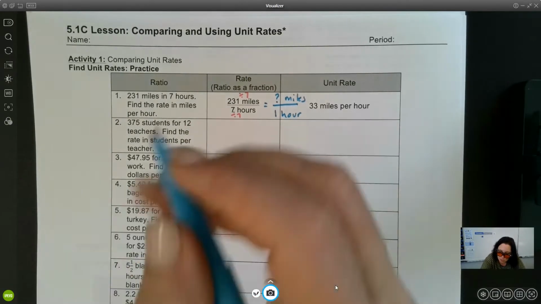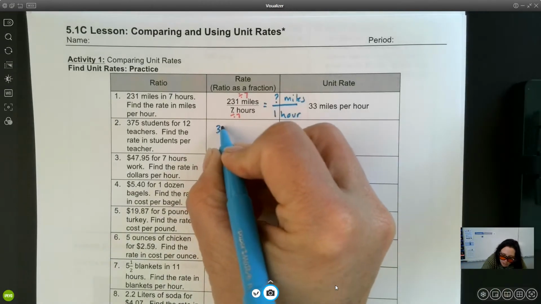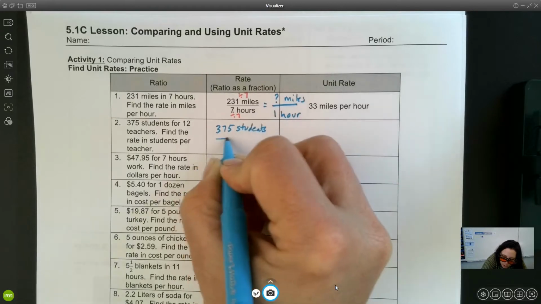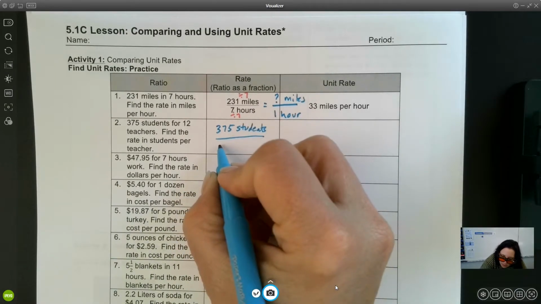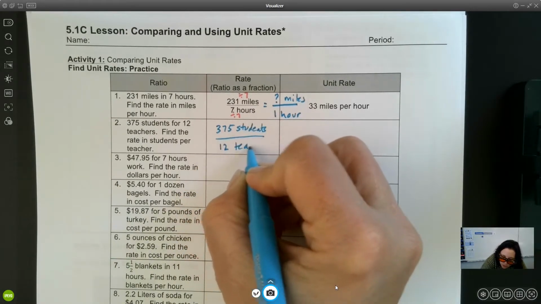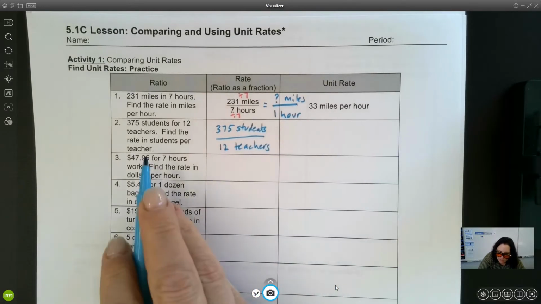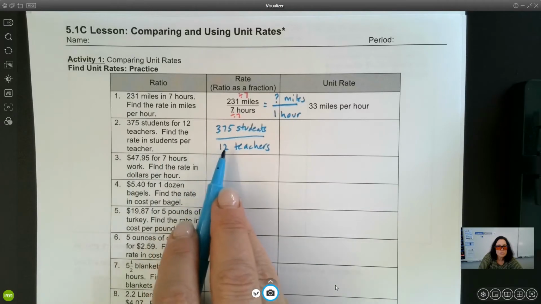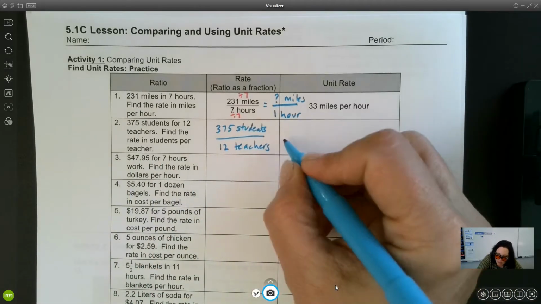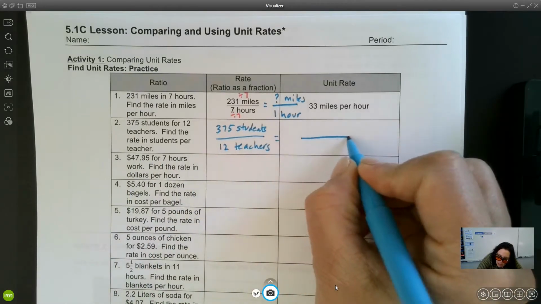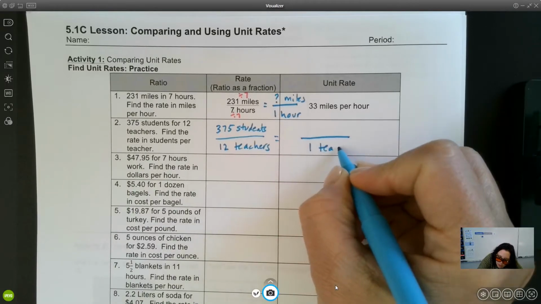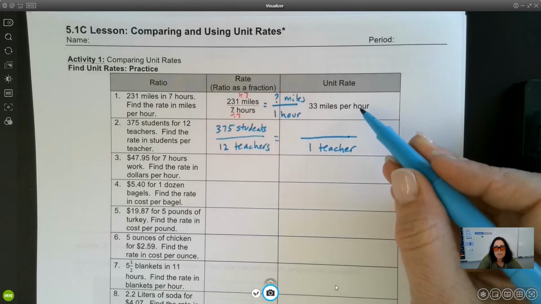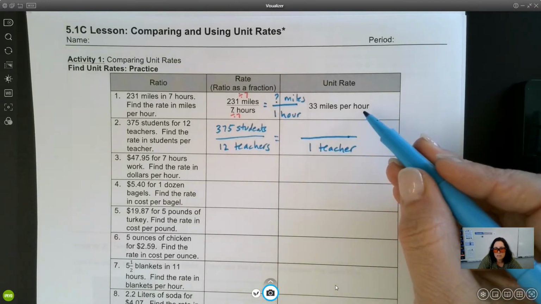Okay. All right. So we've got 375 students. Do not forget to write your units. Don't be lazy on that. And we've got 12 teachers. And we are asked to find the rate in students per teacher. Students per teacher means we want a 1 down here. We want 1 teacher. And I'm going to choose to write my unit rate in fraction form rather than this way. Doesn't matter, you pick.